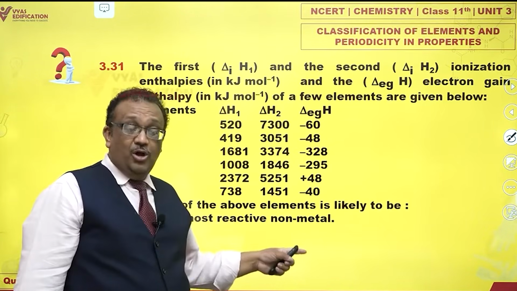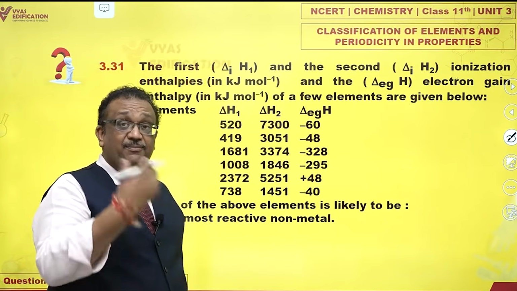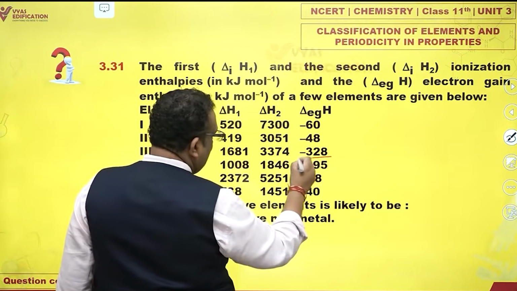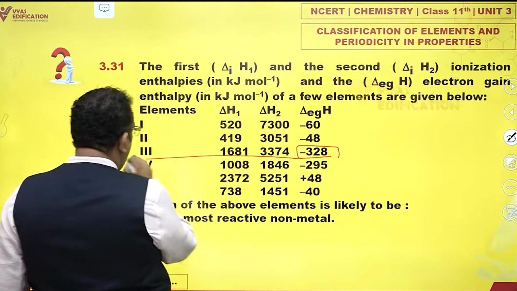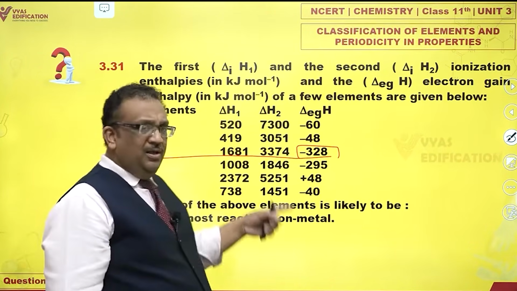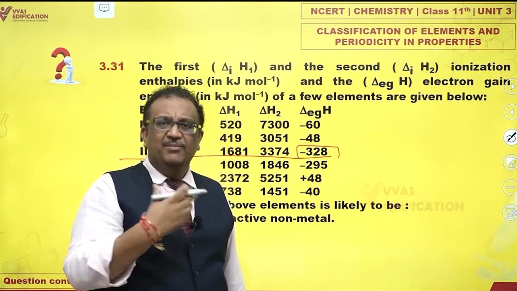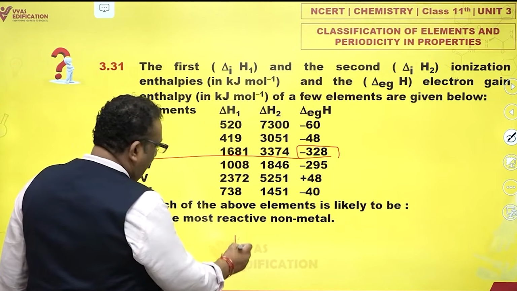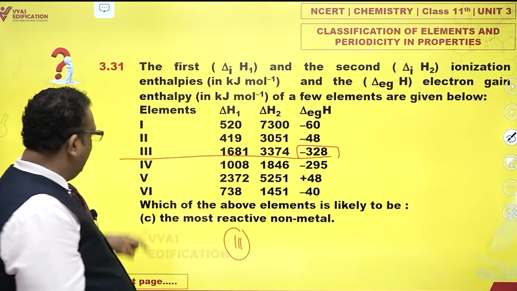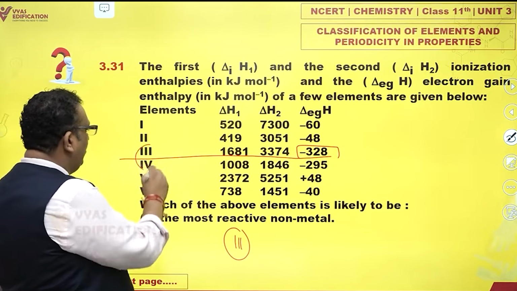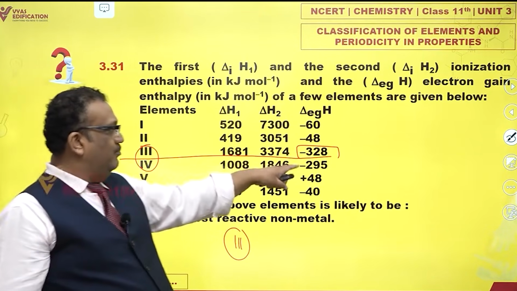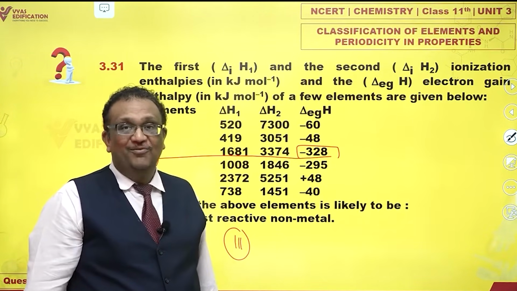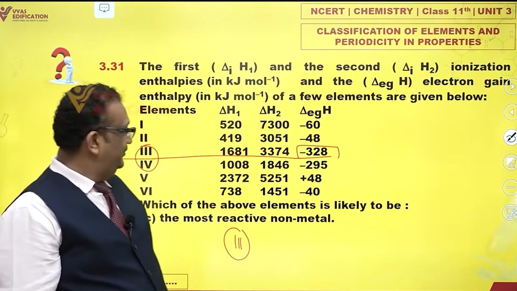The most reactive non-metal is going to be something which accepts electrons very happily. Now, happiness while accepting electrons can be seen here. Ionization energy is high, but who cares? We are not going to ionize them anyway, so they may keep having high ionization energy. 3 happens to be a non-metal as well as 4. Both of these are non-metals, and amongst them, more energy is released by 3. That means 3 is most probably the more reactive non-metal.